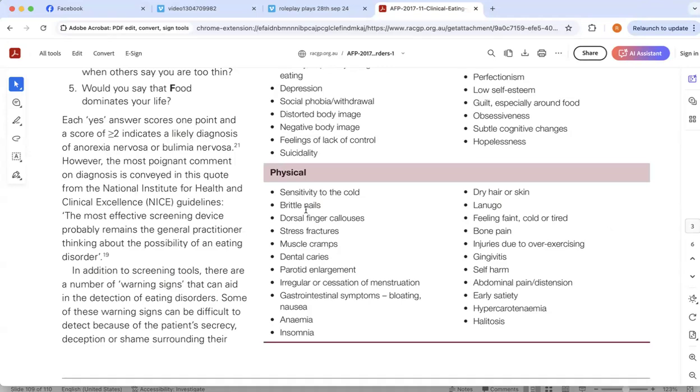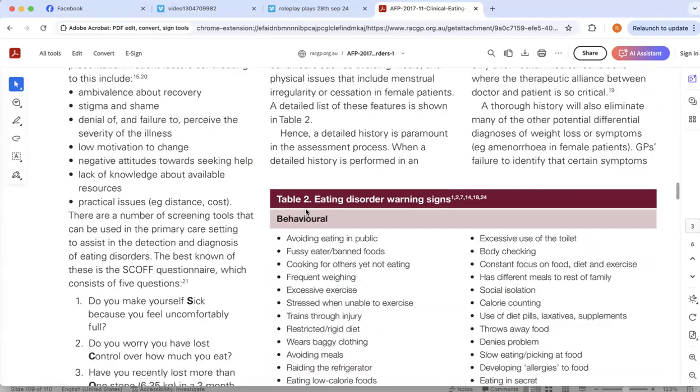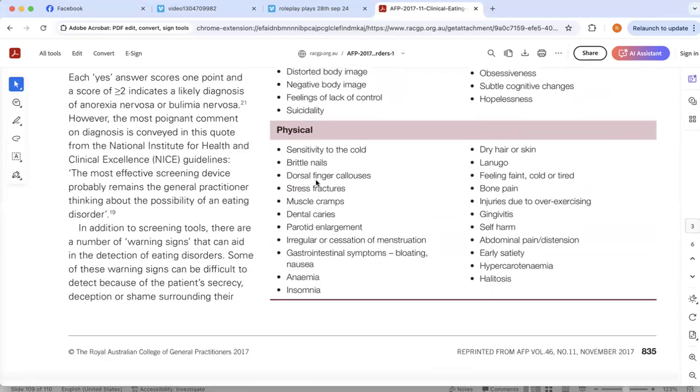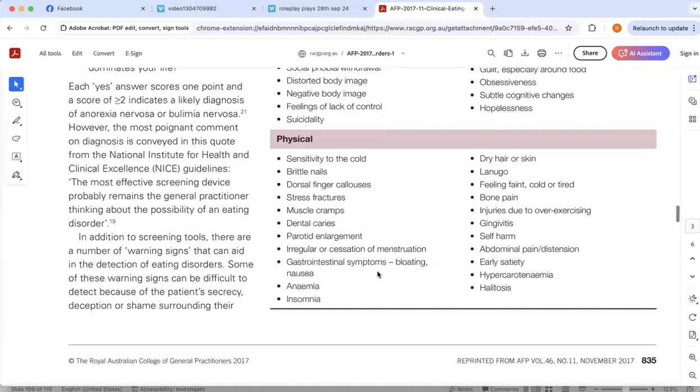Now, a patient who has bulimia nervosa will have brittle nails because they sometimes put their hand into the mouth. They can also have sometimes dental caries and parotid gland enlargement. These patients can also have menstrual disturbance, especially anorexia nervosa patients. They can have amenorrhea or irregular periods, very common.